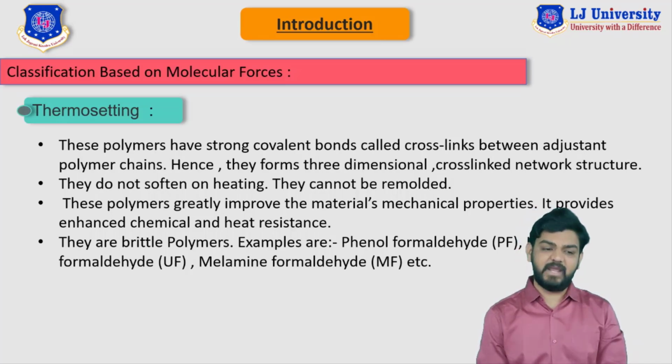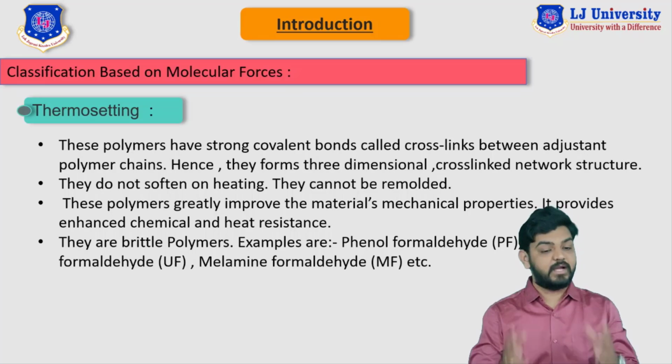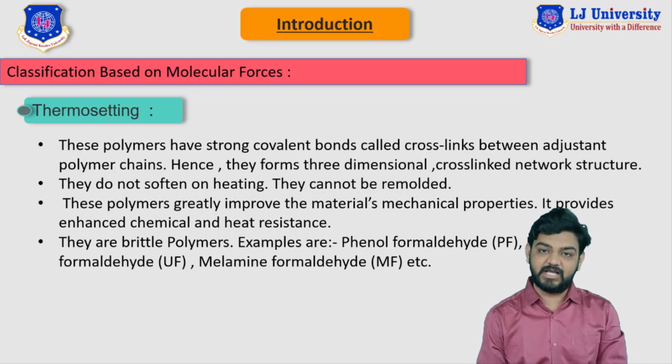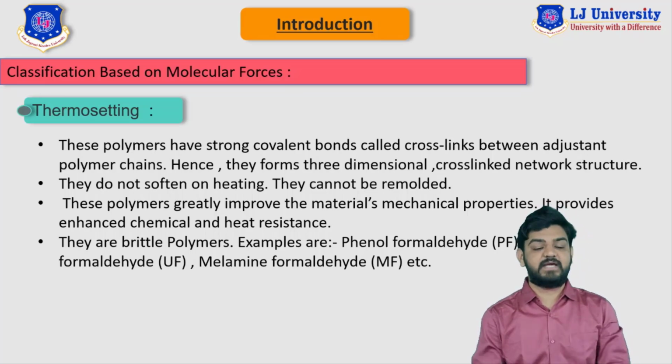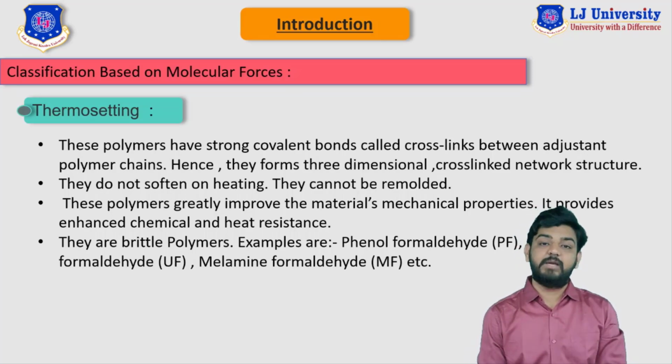So this is the main reason that this type of polymer has rigid properties. Now, these thermosetting polymers have greatly improved mechanical properties. They provide enhanced chemical and heat resistance. They are brittle polymers, so they can be easily broken up. Examples of these thermosetting polymers are phenol formaldehyde, urea formaldehyde, and melamine.